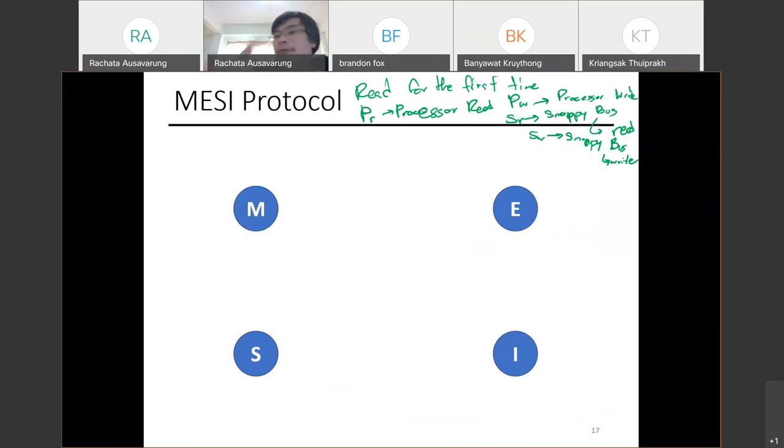So let's start by, I read this cache block. Let's say we have three processors, processor one, processor two, processor three. Let's say P1 reads this cache block A for the first time. Initially, you are in the invalid state, right? Why are you initially in the invalid state? You have never seen that cache block before. You are reading it for the first time. If I read this cache block for the first time, I'm the only owner of this cache block. So what state do I move to?